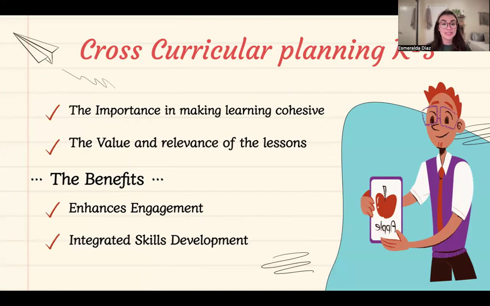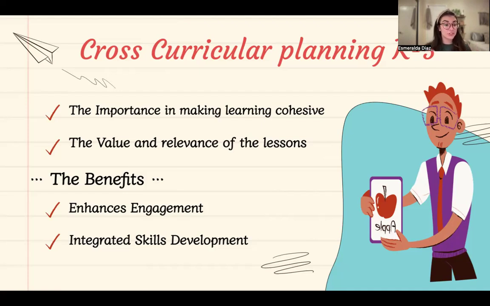So, cross-curricular planning regarding kindergarten to 3rd grade. First off, it is important in making learning cohesive. In early education, cross-curricular planning and integrating literature with other subjects are crucial for building foundational skills. At this stage, young learners benefit from a holistic approach that connects different content areas, making lessons more cohesive and meaningful.